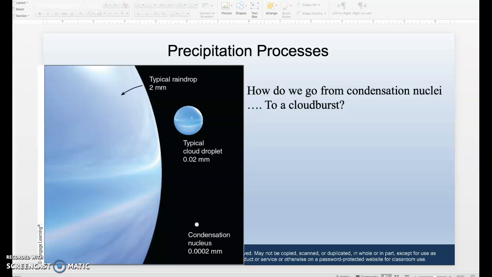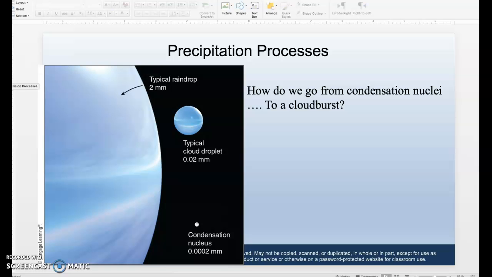Hi, this is Chapter 5. We're on another important topic about precipitation processes. It is basically going from a condensation nucleus all the way up to a typical raindrop. And you see that difference in size between the condensation nucleus, which is invisible, and a typical raindrop, which, of course, you know what that size is.